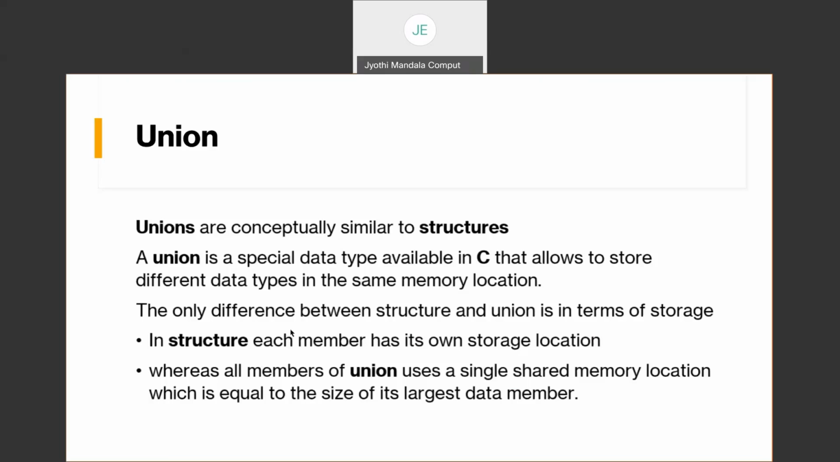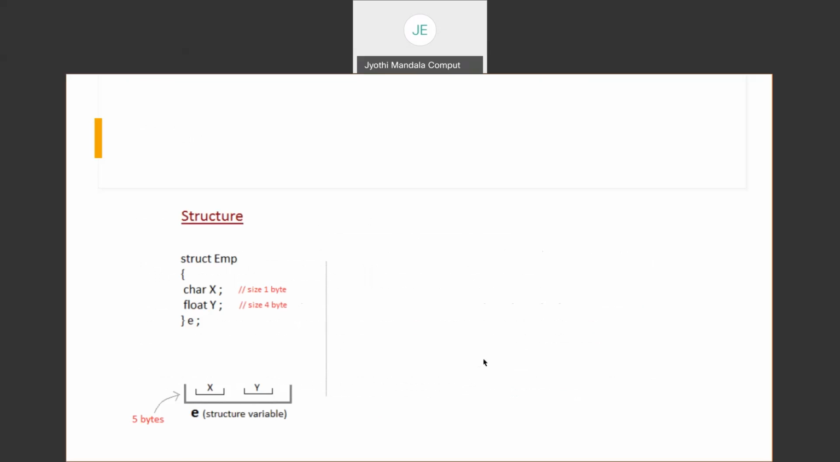So in a structure, an individual storage location will be given for each member, whereas in a union, a single shared memory will be allocated, and how much memory should be allocated depends upon the largest data member size. To understand this point, let us take one simple example. Let us consider you have declared a structure like this, and the structure name is EMP. It includes two elements, X and Y. X is of char and Y is of float.